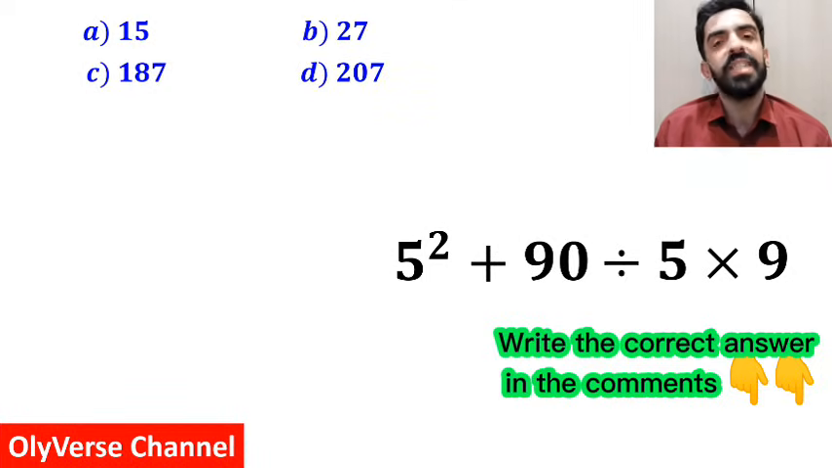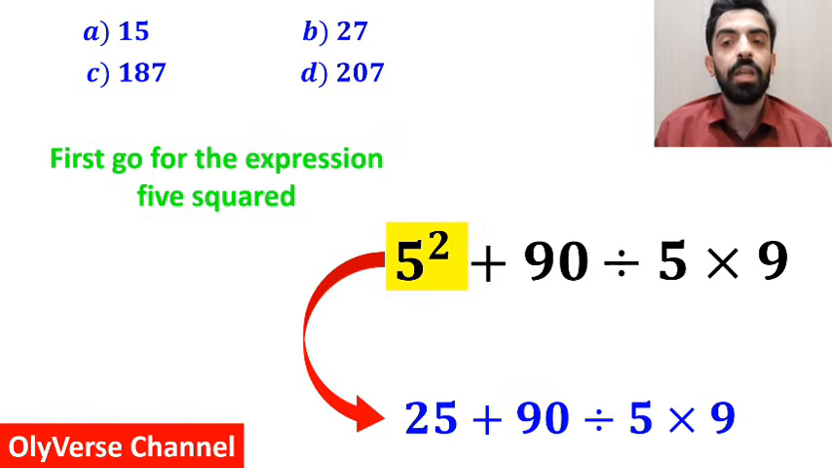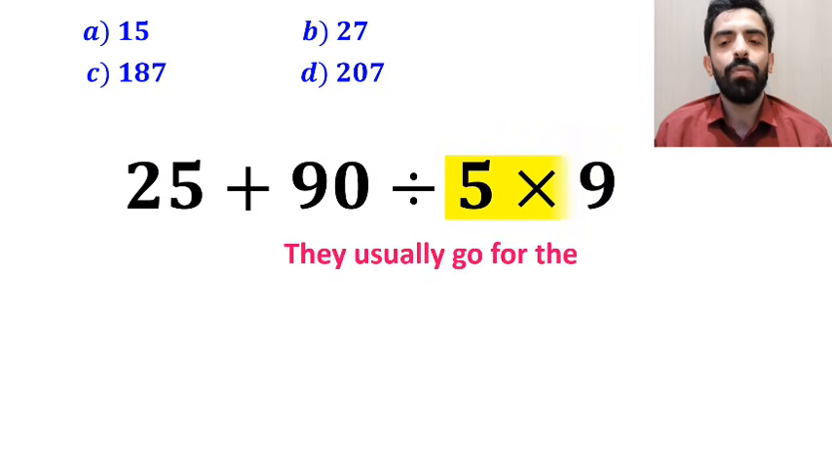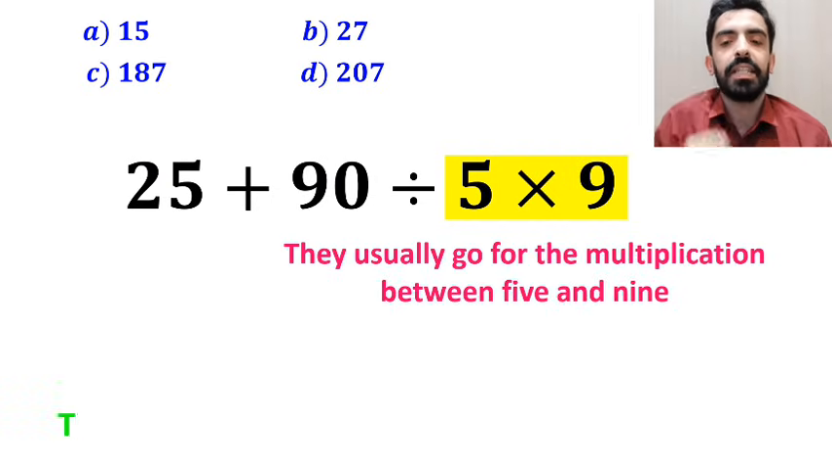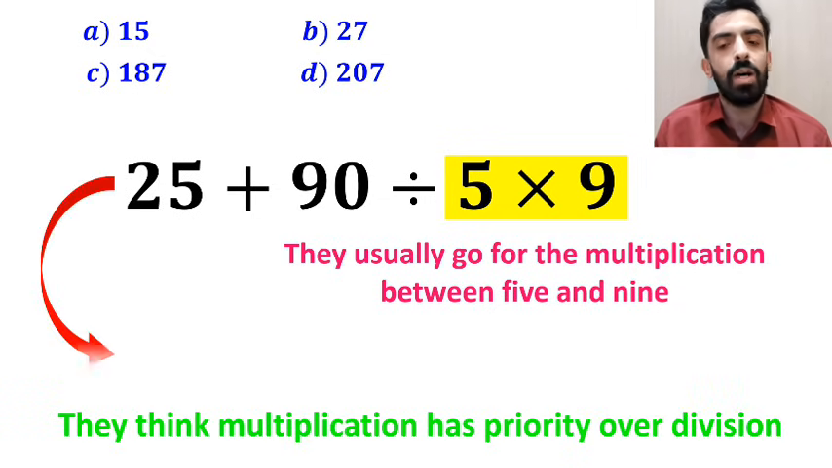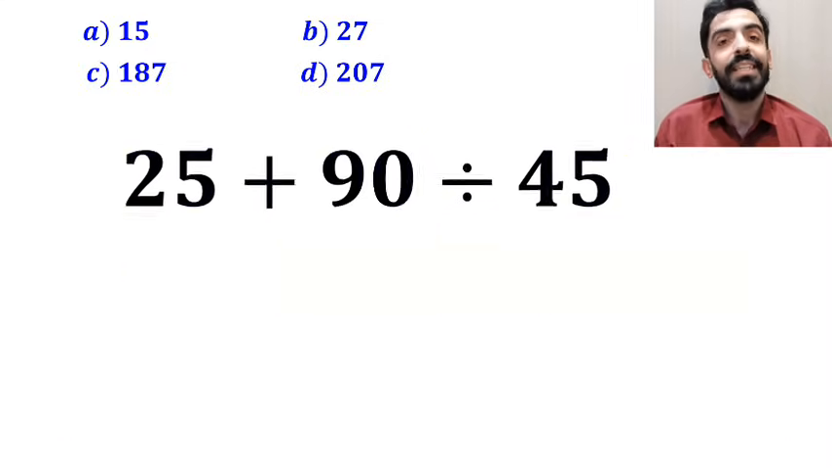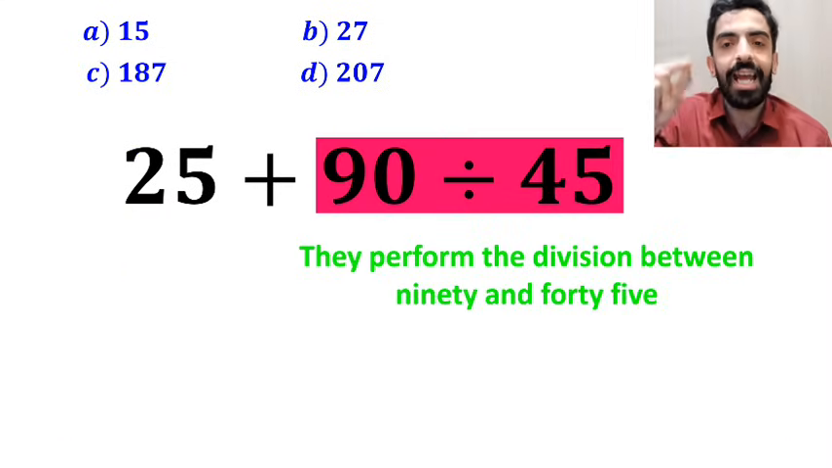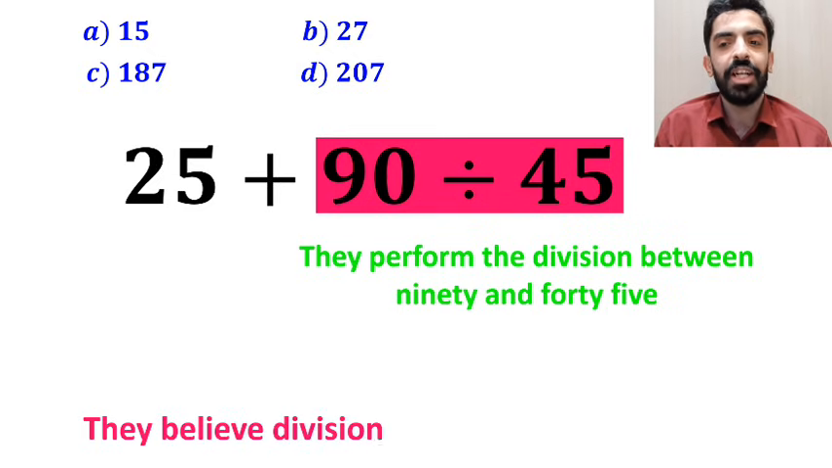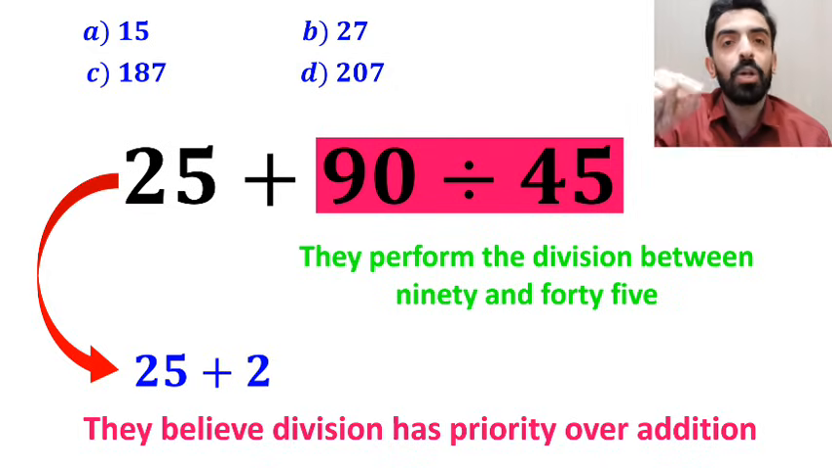Also, some other people when solving this question first go to the expression 5 squared and they simplify it to 25 plus 90 divided by 5 then times 9. And the next step, they usually go for the multiplication between 5 and 9 because they think multiplication has priority over division. So, they rewrite this expression as 25 plus 90 divided by 45. Next, they perform the division between 90 and 45 since they believe division has priority over addition. And they rewrite this expression as 25 plus 2, which ultimately gives them the answer 27.